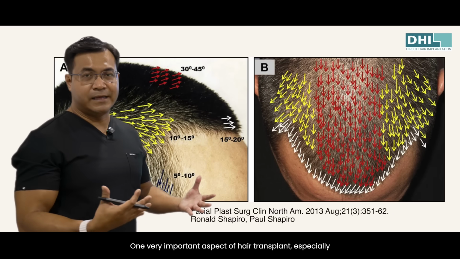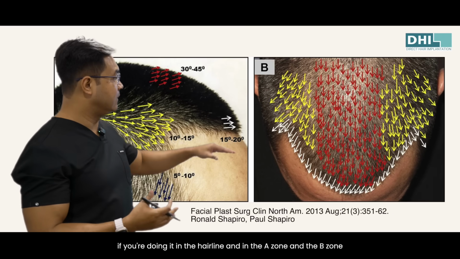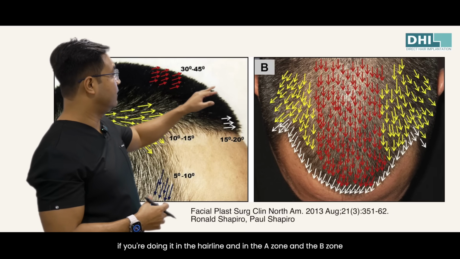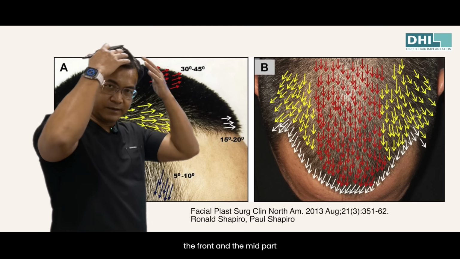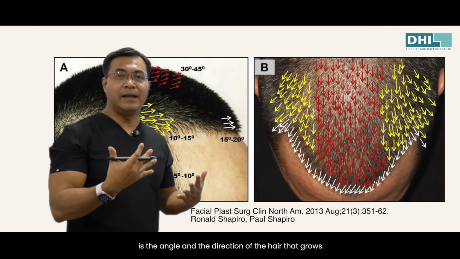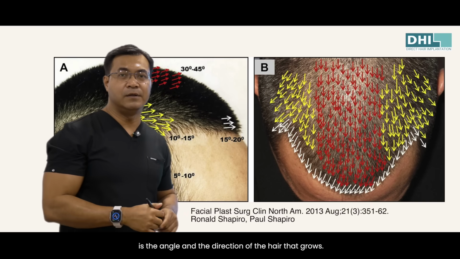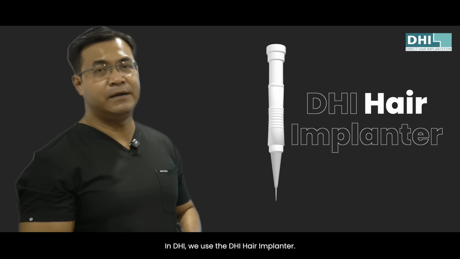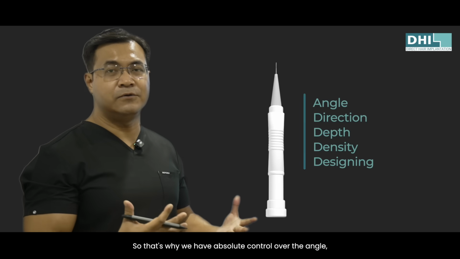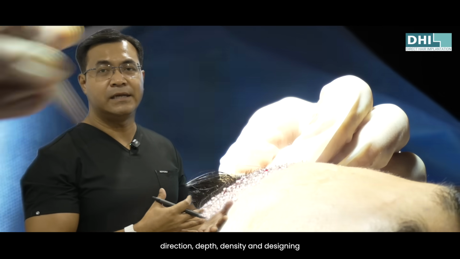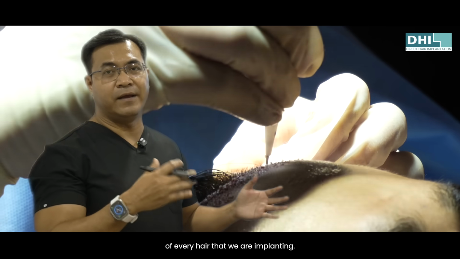One very important aspect of hair transplant, especially if you're doing it in the hairline and in the A zone and the B zone, the front and the mid part, is the angle and the direction of the hair that grows. In DHI, we use the DHI implanter. So that's why we have absolute control over the angle, direction, depth, density, and designing of every hair that we are implanting.